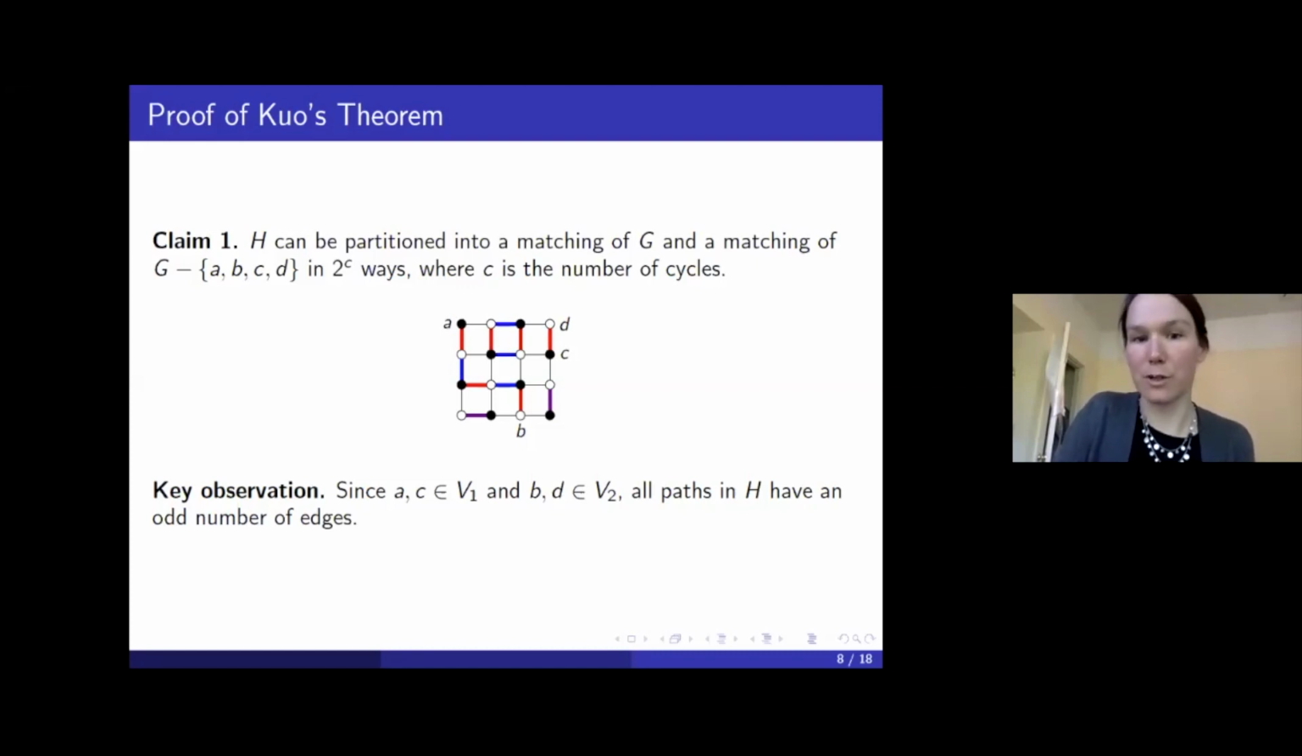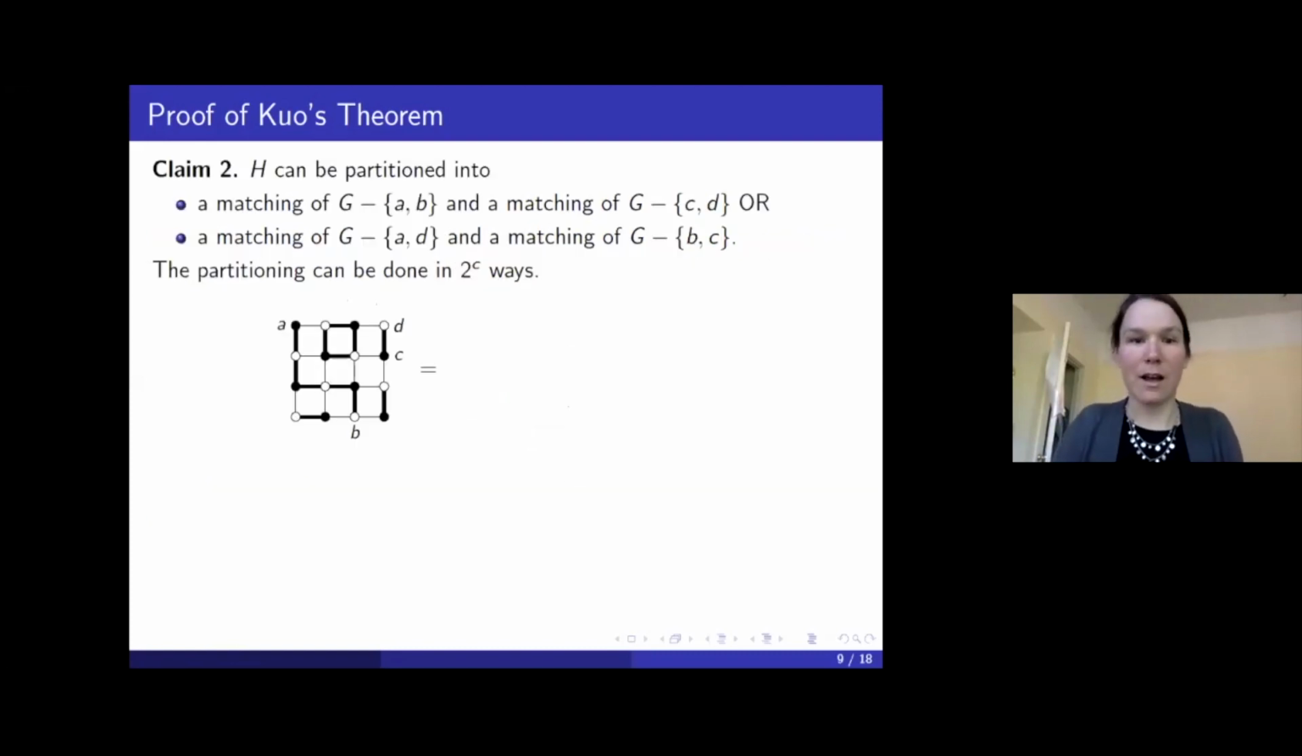And now, since G is bipartite, all the cycles have even length, so we can always just alternate which edges of the cycles we put in the matching. But we're going to have a choice, right? We can either put the vertical edges into the matching of G, or we can put the vertical edges into the matching of G minus A, B, C, D. So that's where this 2 to the C factor comes in. Okay. So that's the proof of claim 1, unless there are any questions. We'll move on to the second one.